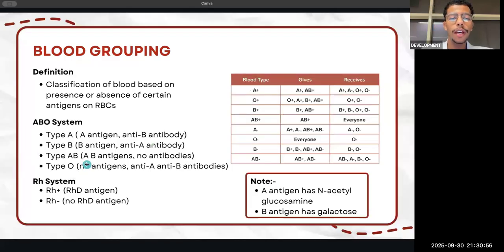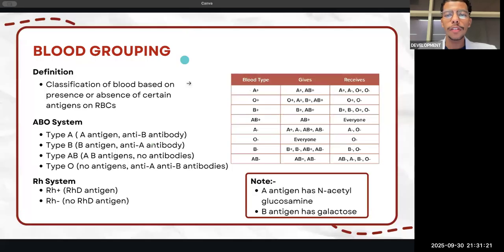Now type AB has both A antigens and B antigens, but it has no antibodies. Why? Because it has both antigens, so it can't attack another antigen. It can't attack one of its own antigens. That's why it has no antibodies. However, type O has no antigens, so neither A nor B. However, the antibodies attack both A and B.